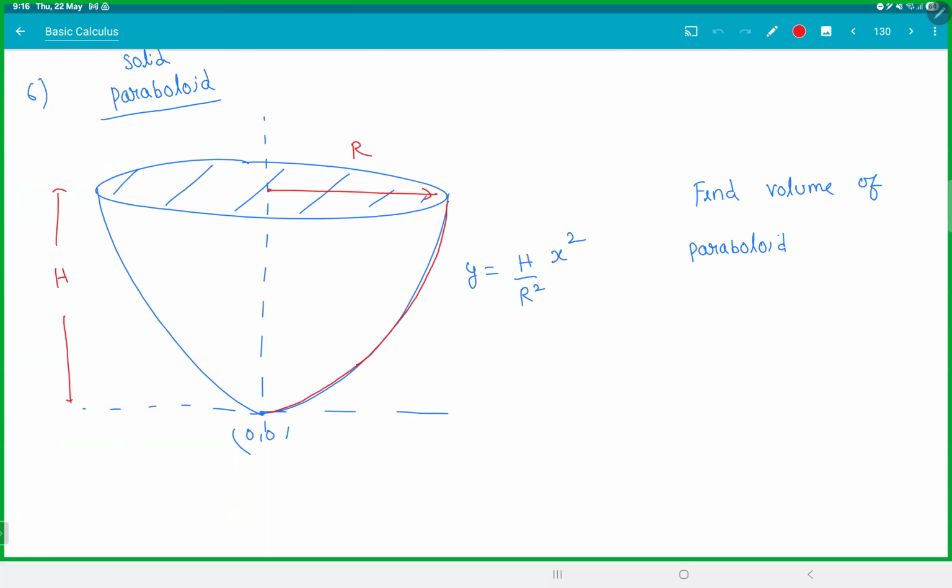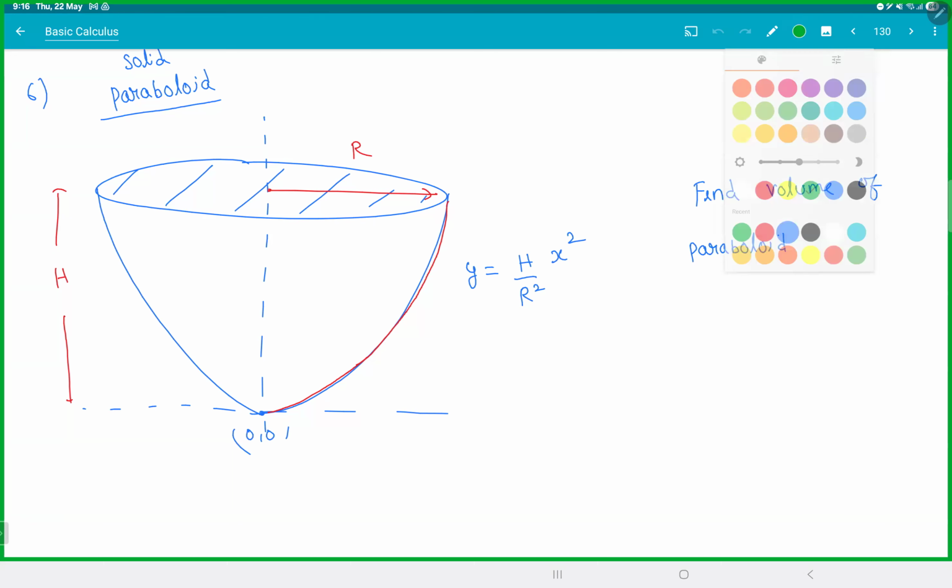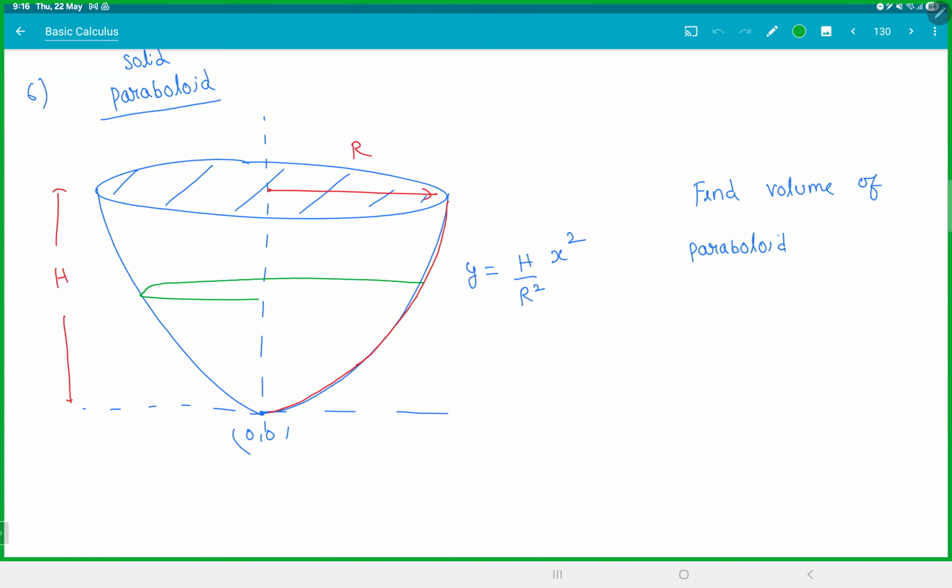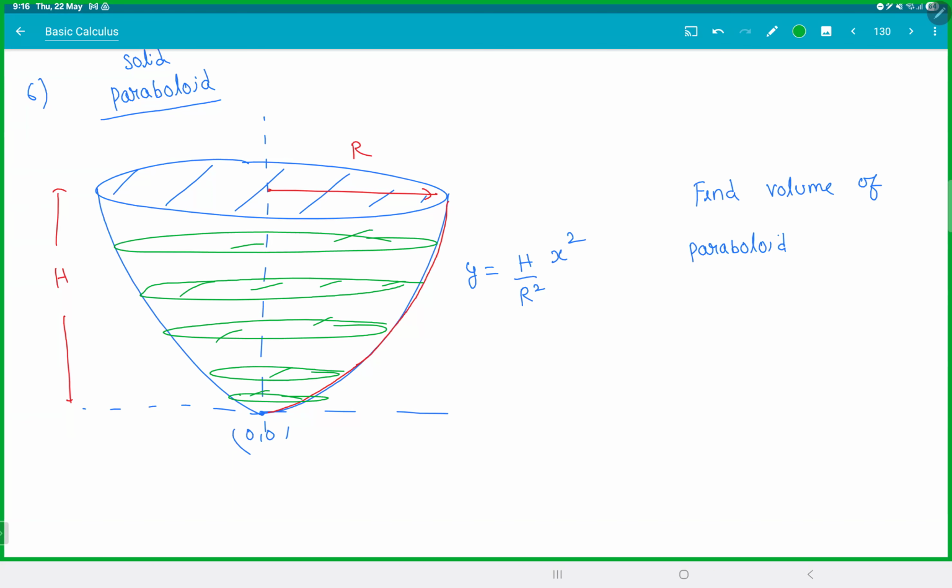Where did that come from? Yeah. Answer comes in terms of R and H, right? How to start? I'll just help you a bit. Say, you'll take discs, isn't it? Take a thin disc. Then you take thin discs. So you're making small discs like this. If you add all these disc volumes, you'll get a full paraboloid.